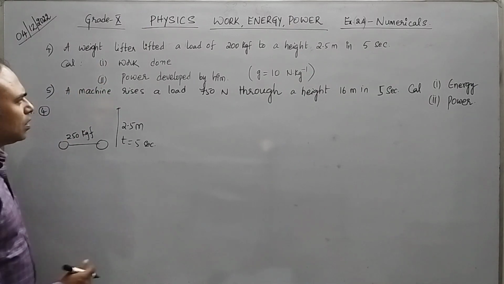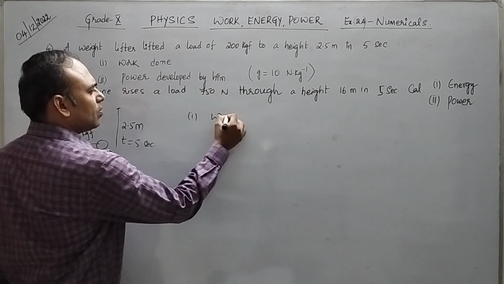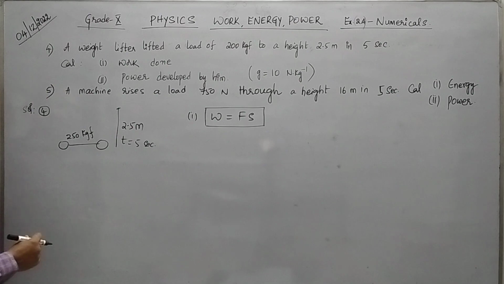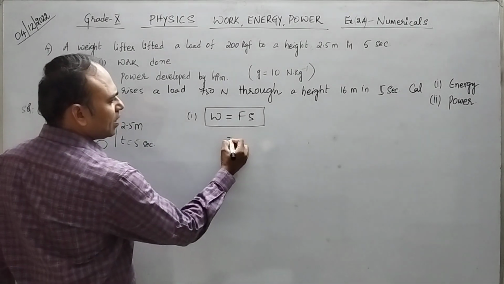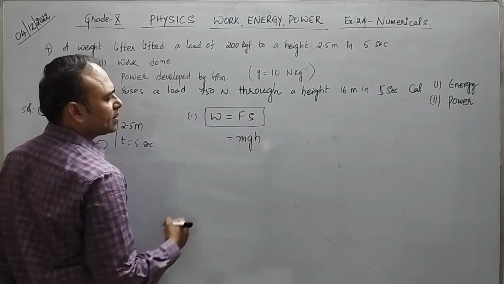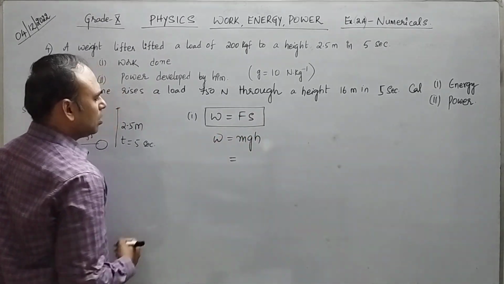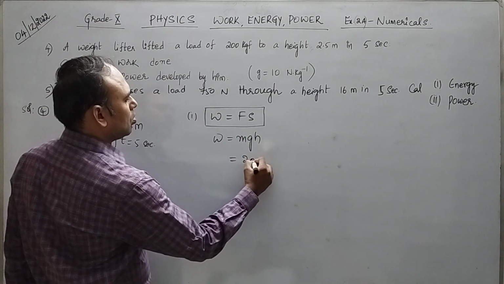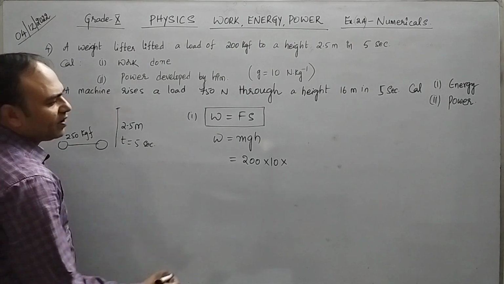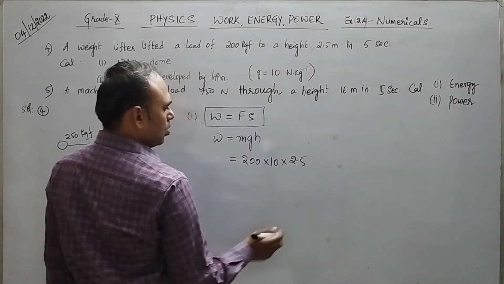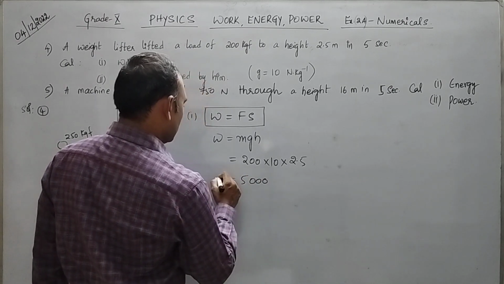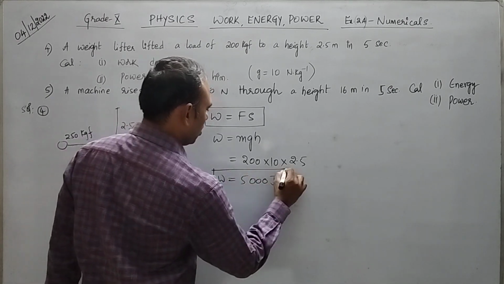Now you know the formula for work, that is nothing but force into displacement. So what is the force used by him? Nothing but F is nothing but m into g. So you can also use h here, the height. W is mgh. So we can take it as 200 into 10 into height, nothing but 2.5. So here you will get 5. So work done is 5000 joules.